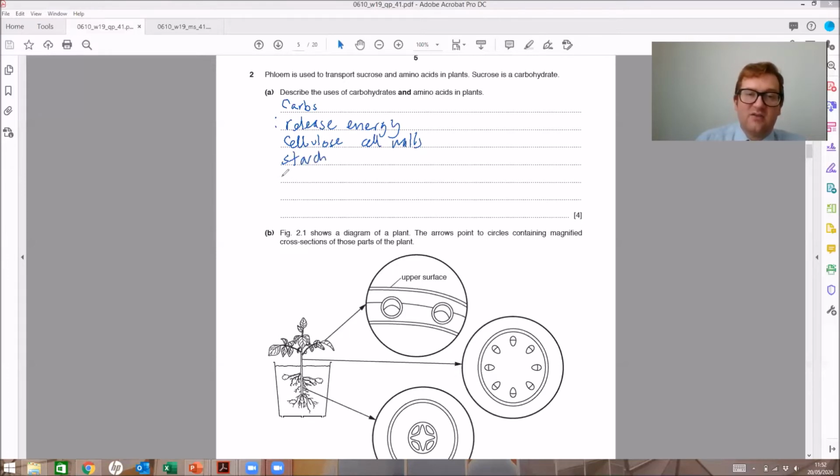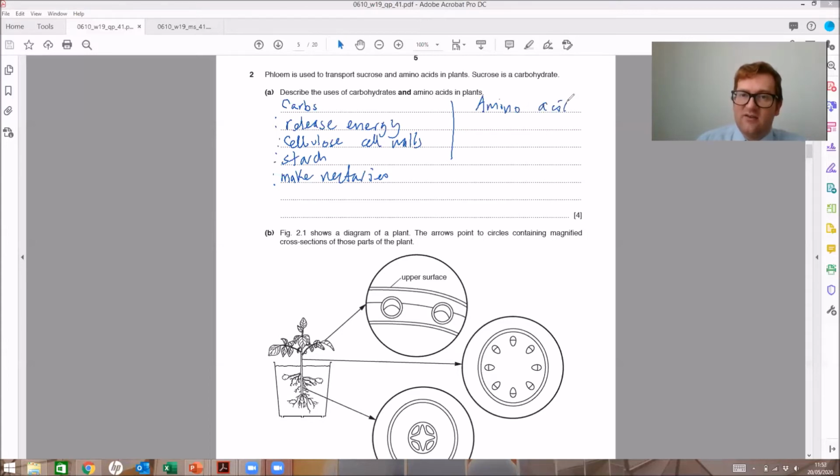It can also be used to make sugars, such as in the nectaries or fruits, the sweet sugars that draw plants during pollination. So you could say for nectaries. So these are all individual marking points. Any two of those would have given you 2 maximum marks. If you wrote all 4, you still would only get 2 marks. You would need to talk about amino acids as well.